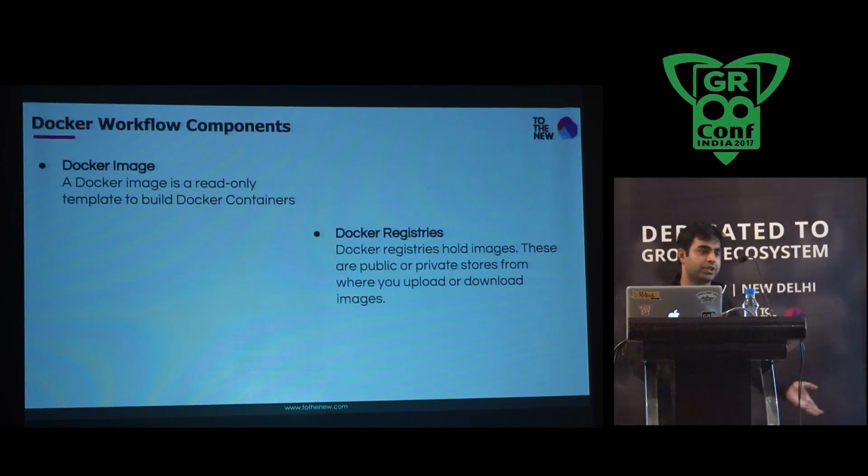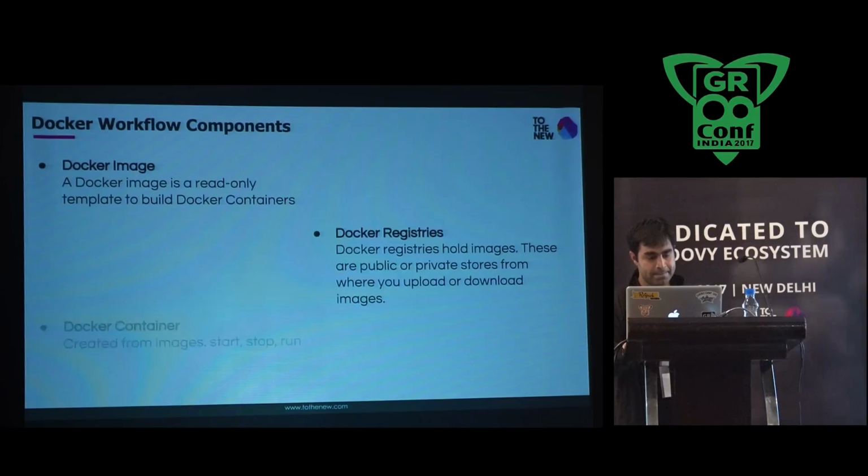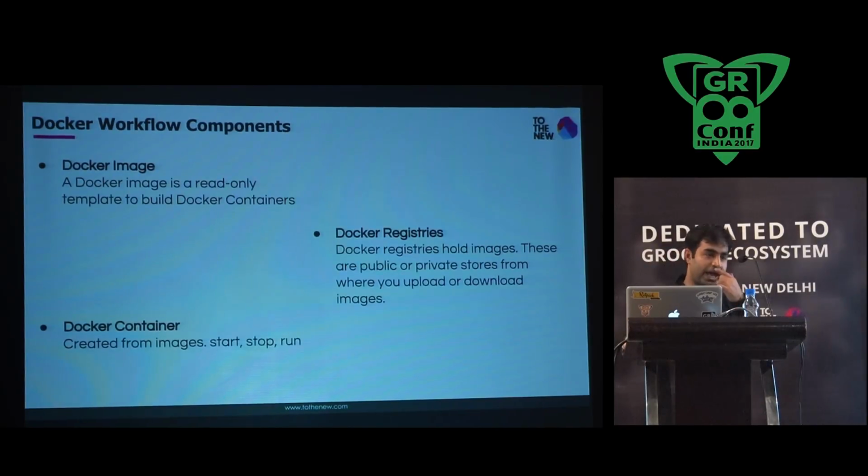Registries are like GitHub. There are private and public repositories. One of them is Docker Hub, where you can have a private repository with your own images, or there are a lot of public images like Ubuntu, Mongo already out there, so you could use them. Containers are the runtime where you run your application, which is created from an image.